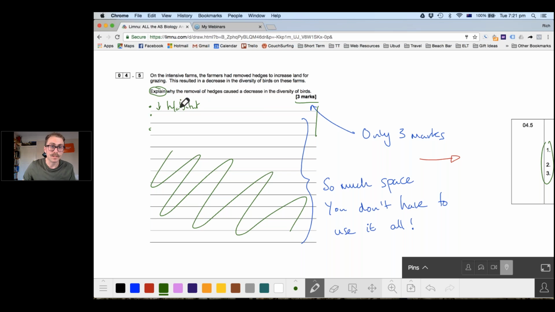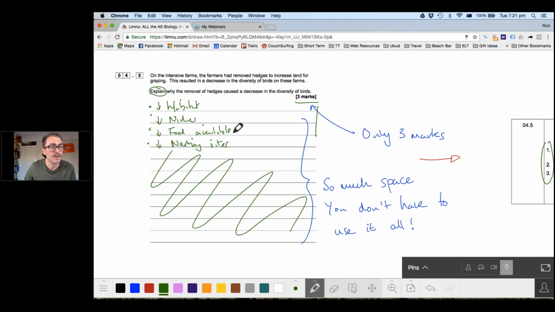When I'm doing past papers, I try and do hundreds of past papers, as many as I can, and my answers normally look like this. Decrease habitat, decrease niches. Decrease food available. We've got decrease nesting sites, maybe. Decrease food, so they need to eat.